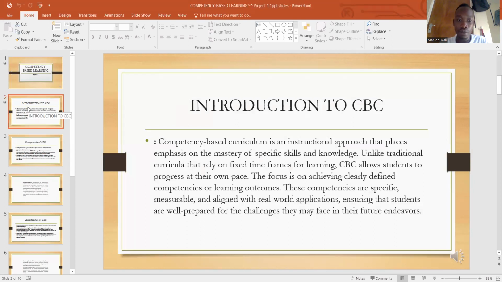Introduction to CBC. Competency-based learning curriculum is an instructional approach that places emphasis on the mastery of specific skills and knowledge. Unlike traditional curricula that rely on fixed timeframes for learning, CBC allows students to progress at their own pace. The focus is on achieving clearly defined competencies or learning outcomes. These competencies are specific, measurable, and aligned with real-world application, ensuring that students are well prepared for the challenges they may face in their future endeavors.